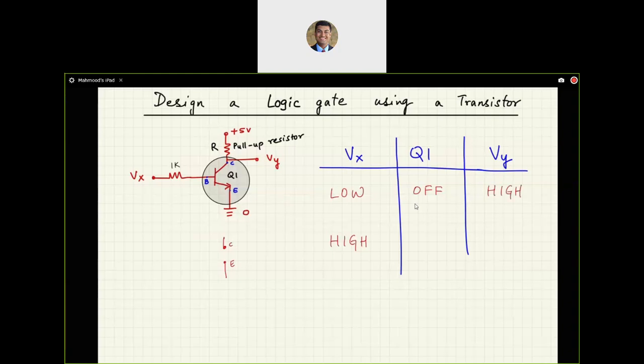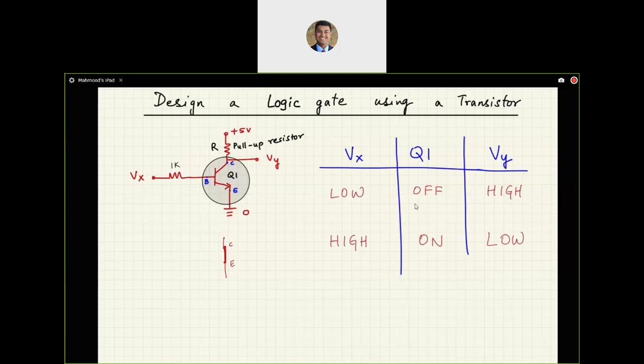Now in the other case, and the other row here, when Vx is high, we have enough voltage to turn on Q1. So the state of Q1 is going to be on, in which case we have a short circuit between the collector and emitter. So Vy is going to be essentially at the same potential or at the same voltage as ground. So this is going to be low.